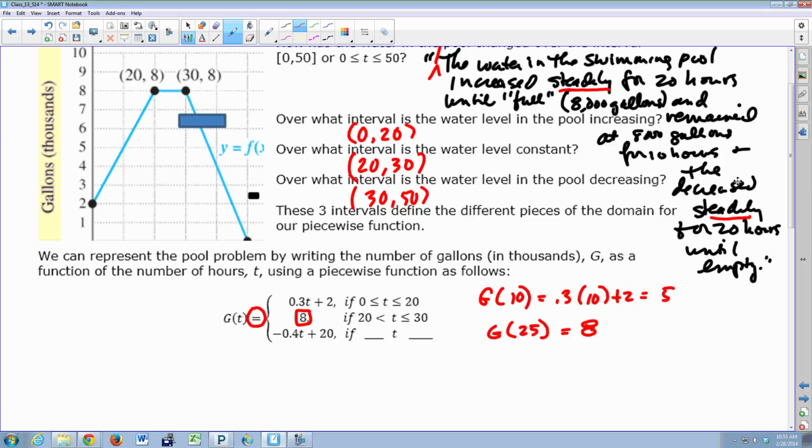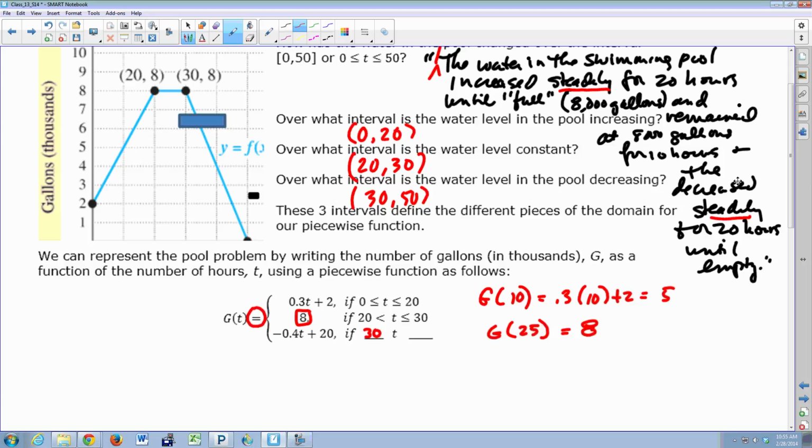Okay. Then, how would I represent this last domain? So here's my first part of my domain between 0 and 20, then 20 to 30. And looking at my notation here, how would you write the last piece of the domain there? What would you do? Any guesses? 30 to where?